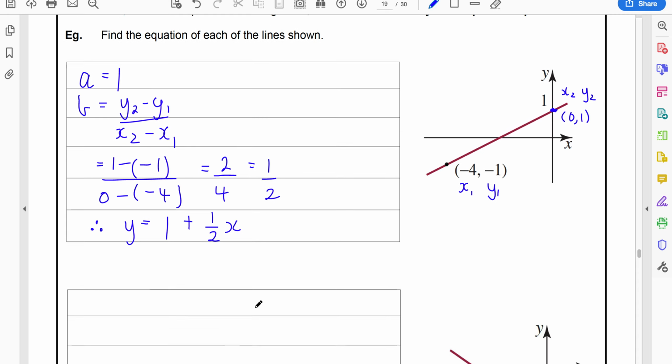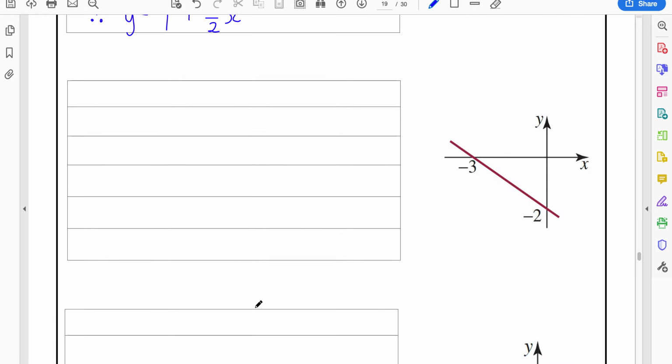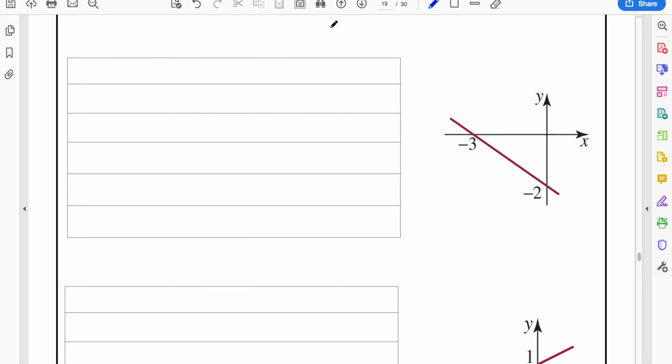So there's one example. I've got a couple more, so I'll just quickly show you those before we look at the calculator method. First of all, I can see my straight line here. I've actually got my intercepts, so I just identify them by writing their coordinate. This is an x value of negative 3, y value of 0. I'll call that x1, y1. And this one over here is 0, negative 2. Again, x2, y2. So start off with your y-intercept. I can see that that is negative 2.